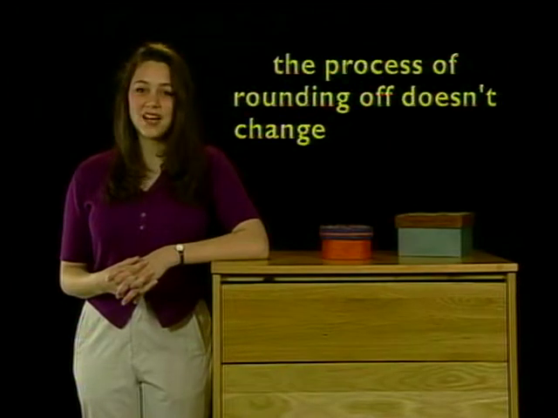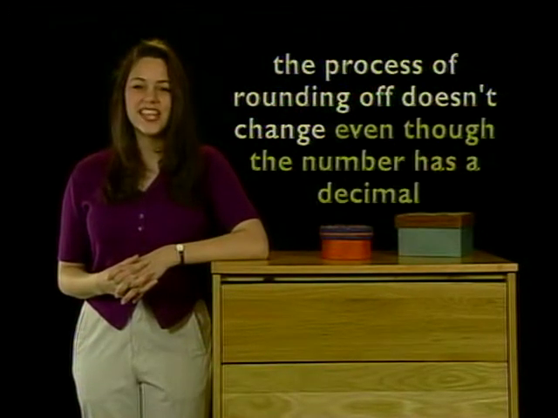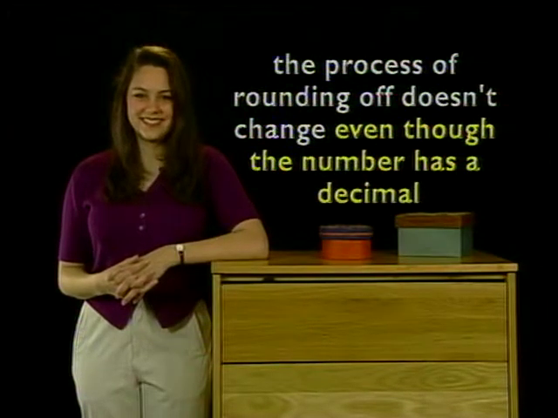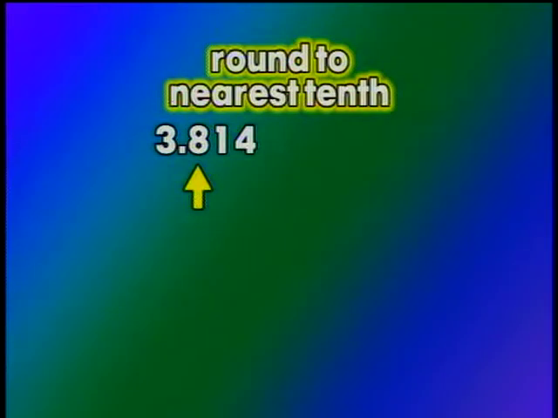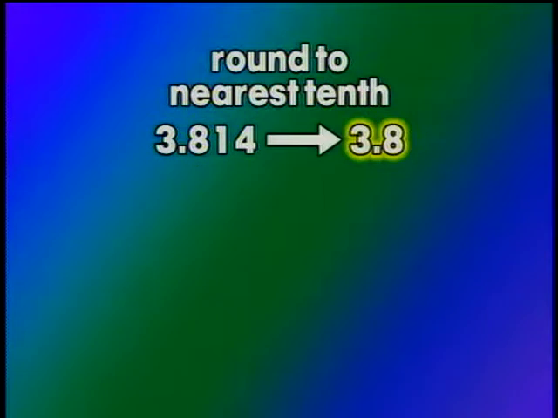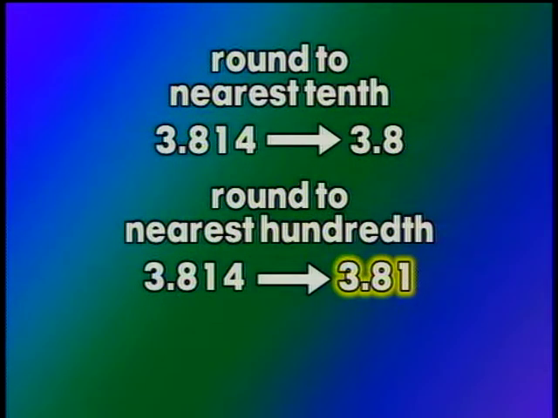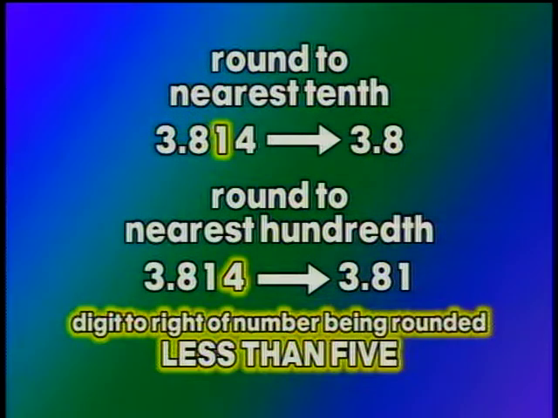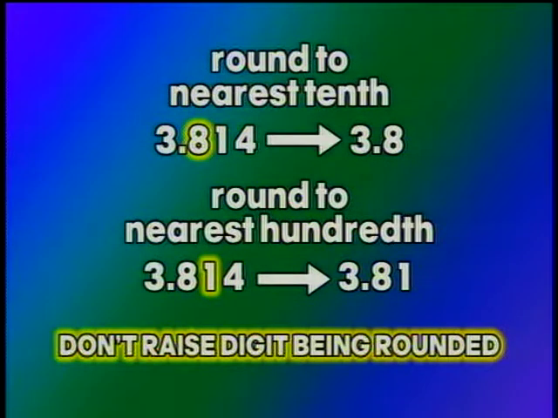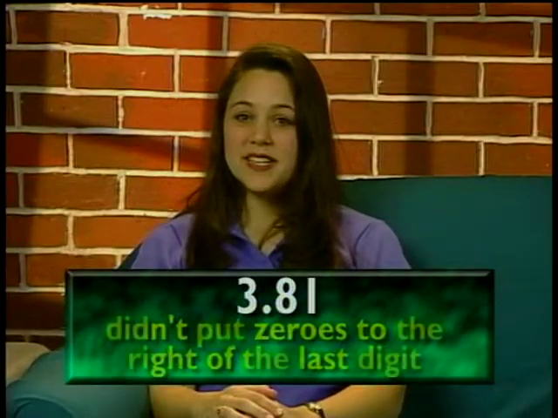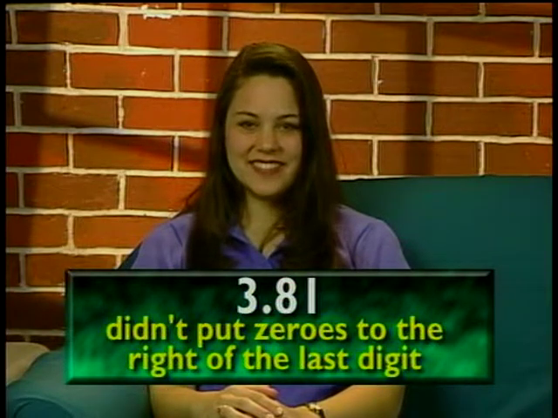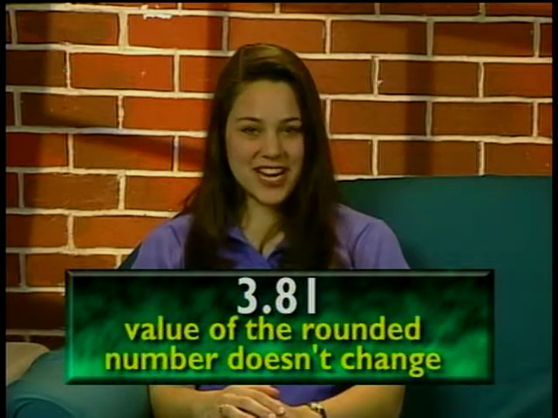You can see that the process of rounding off doesn't change even though the number has a decimal. So rounding 3.814 to the nearest tenth is 3.8, or 3 8/10. And rounding to the nearest hundredth gives us 3.81, or 3 81/100. In both cases, the digit to the right of the one being rounded off is less than 5, so the digit being rounded off cannot be raised 1. Notice that we didn't put zeros to the right of the last digit. The value of the rounded number doesn't change either way.